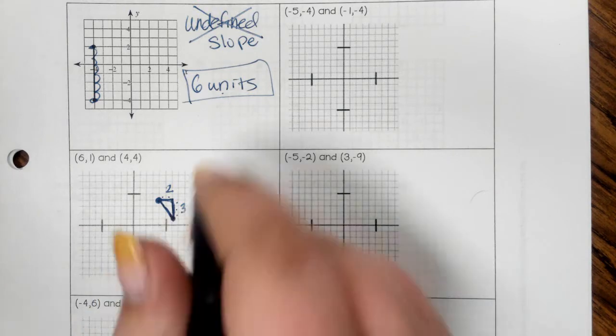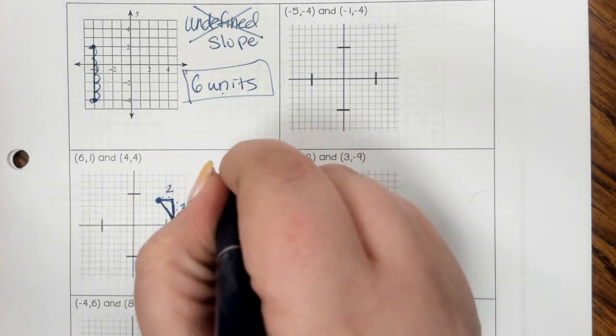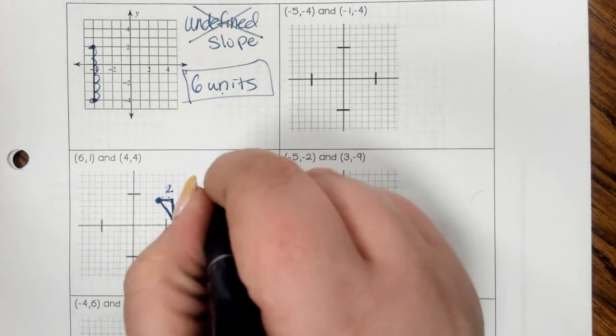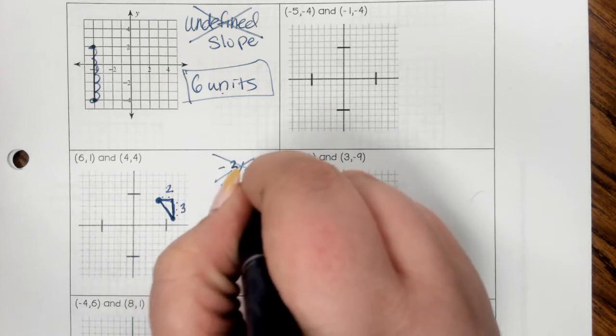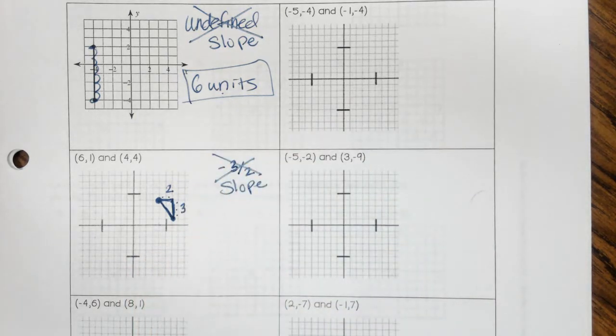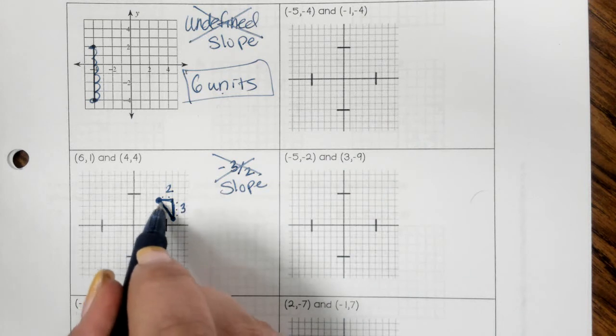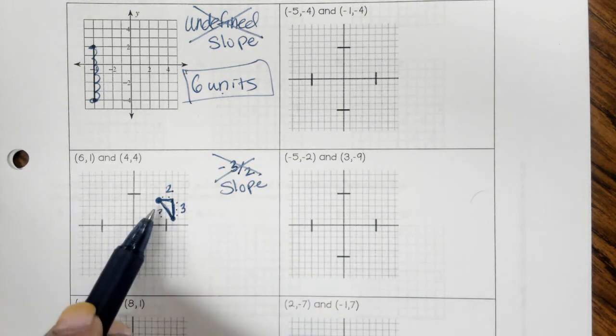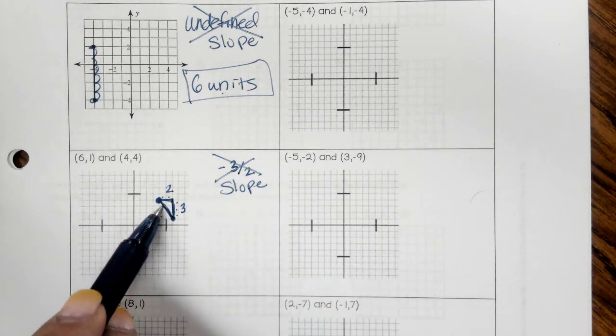And I know a lot of you right now are thinking negative 3 halves. And again, I'm really proud of you for remembering slope. But we're not finding slope today. We're finding the distance. I want to know how long is this line. We can't count because this isn't really a whole one. This is just part of it.